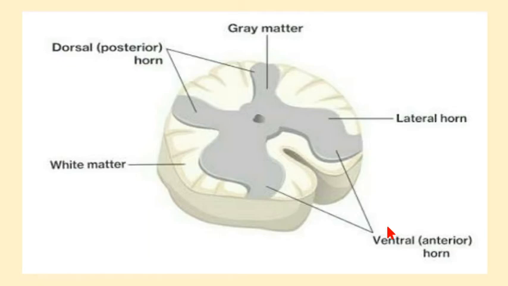Now we're going to discuss the internal structure of the spinal cord. As you see, the spinal cord has white matter outside and gray matter inside. This gray matter is shaped like the letter H, or you can also call it butterfly shaped. Now these are the dorsal posterior horn and these are the ventral anterior horn. This portion of the gray matter is called the lateral horn. So the gray matter basically has dorsal horn, ventral horn and lateral horn.